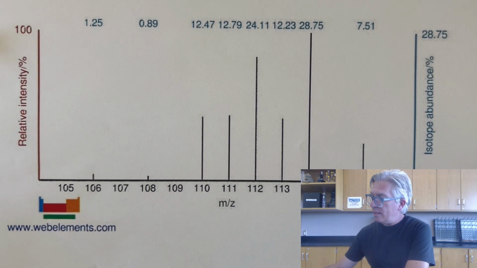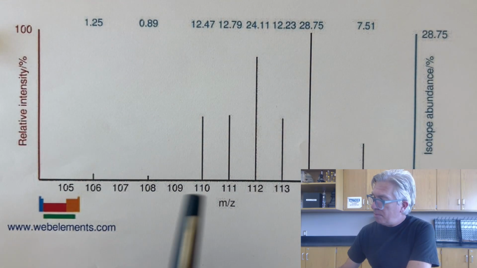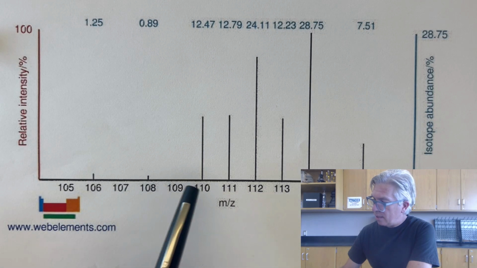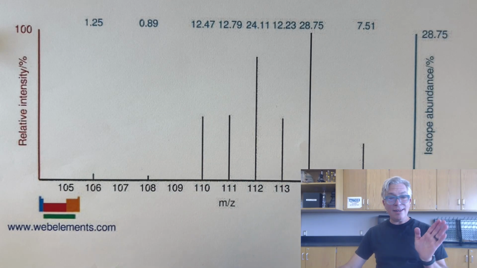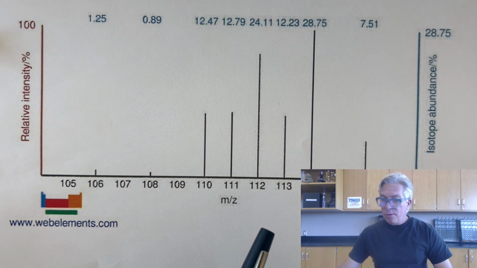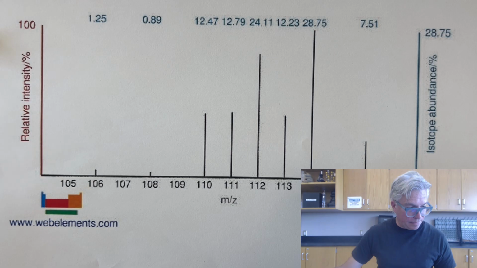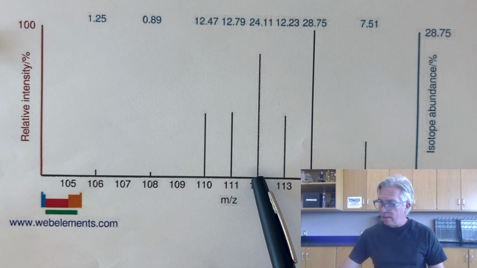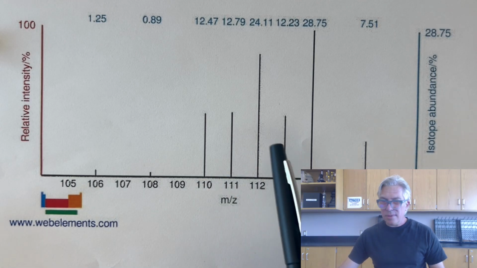Again, ignore the end ones here, but you'll see peaks at 108, 106, 108. That's 2, 3, 4, 5, 6, 7, and 8 peaks. So there's 8 isotopes for this element, whatever it is. Number 114 is the most abundant. Okay. But there's also a pretty abundant one here at 112 and 110 and 111, something in there.